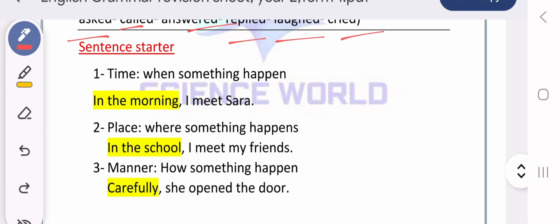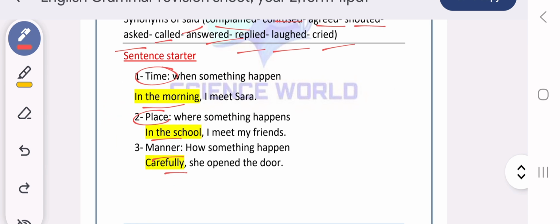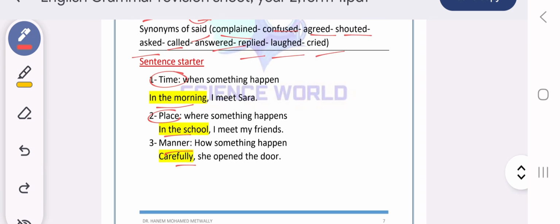The last thing in your grammar is the sentence starter. To start the sentence, we know we start with the noun or the pronoun. But also you can add something special like a sentence starter. Like time: in the morning, I meet Sarah. A place, like in the school or at school. Manner, like carefully, and then you put a comma. So the point is that a sentence starter makes your writing more special.